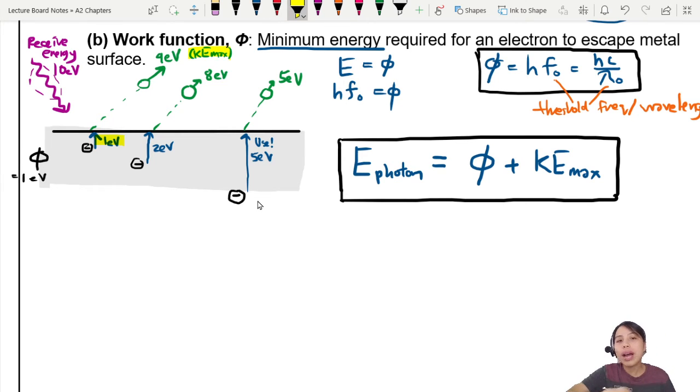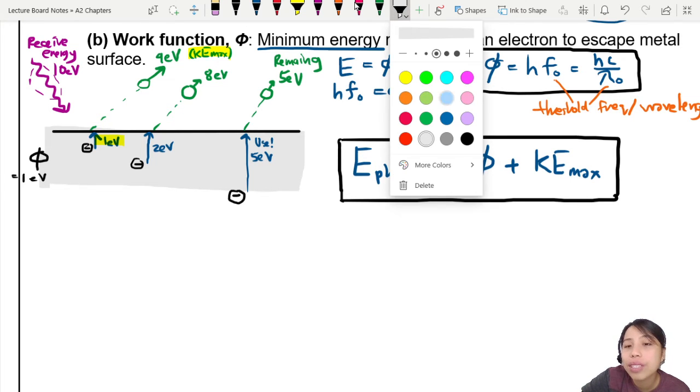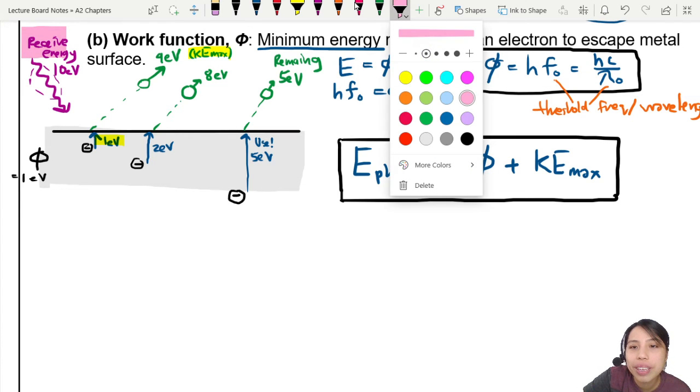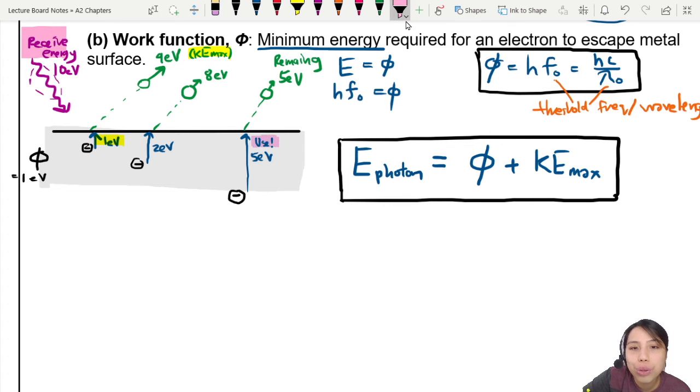So you see, the whole idea is conservation of energy. You receive energy, you use some, and what is remaining is your kinetic energy. I'm going to highlight that: you receive, you use, and what remains. That is the idea of this equation. You receive a certain energy, you use phi to get out of the metal, and whatever energy is left, that is the remaining energy, which is kinetic energy.